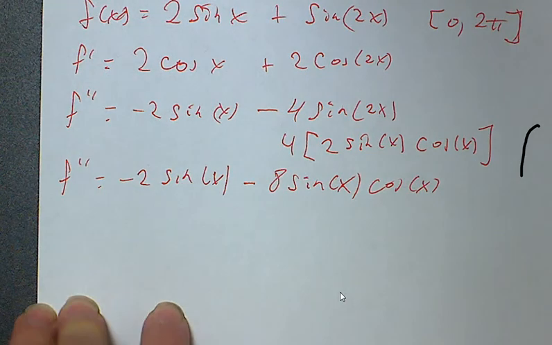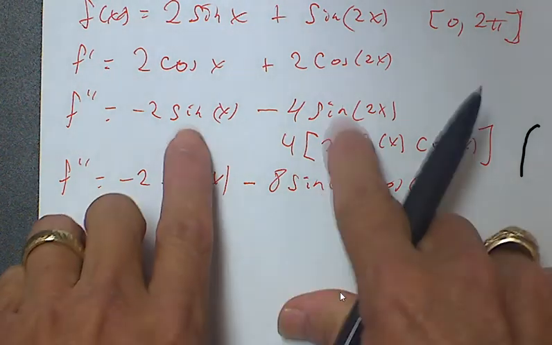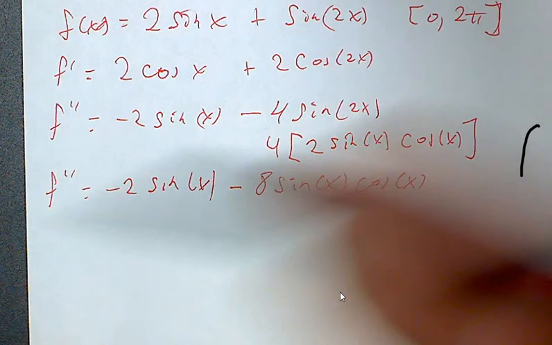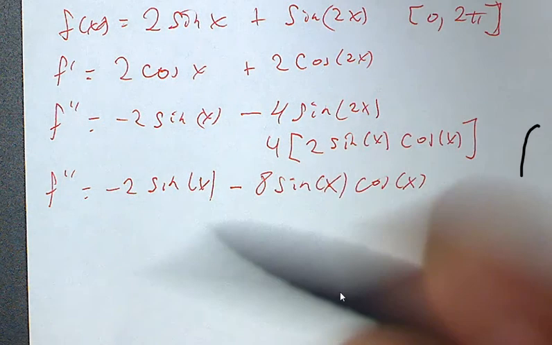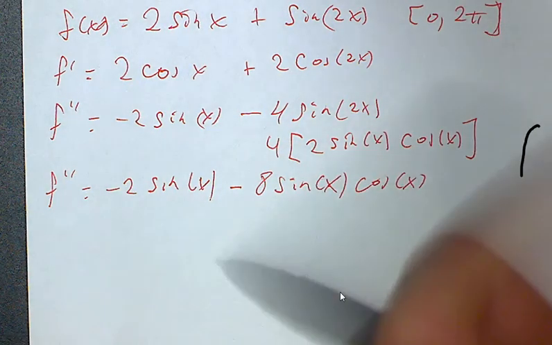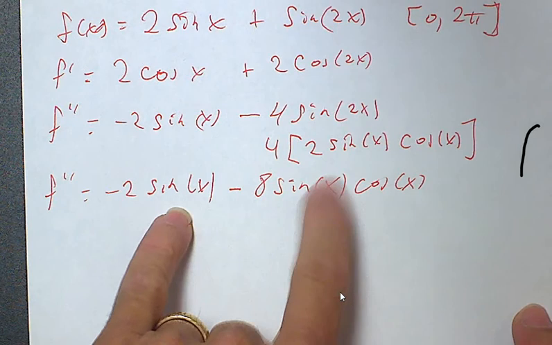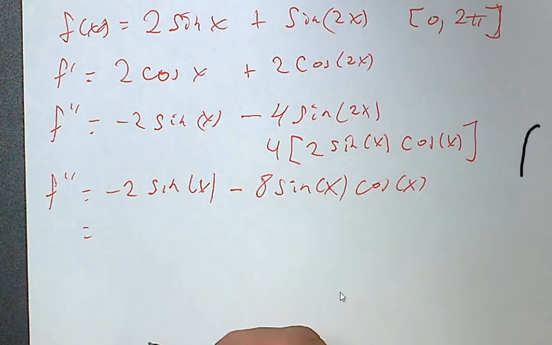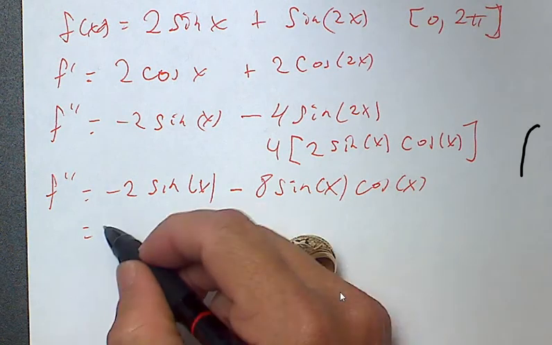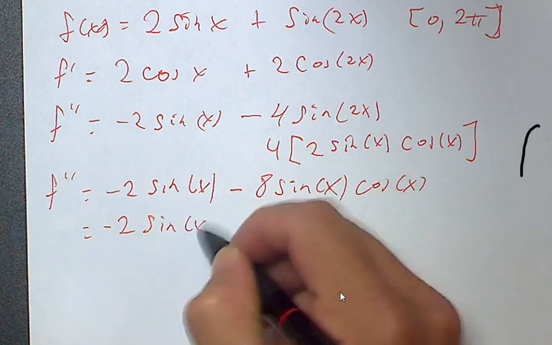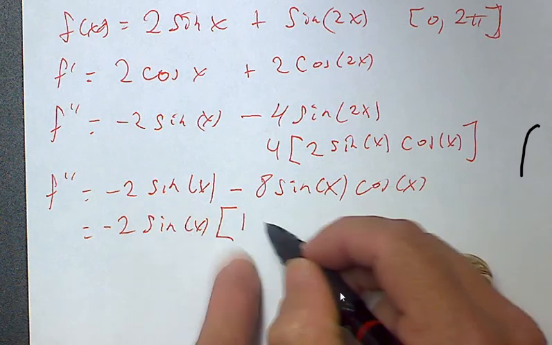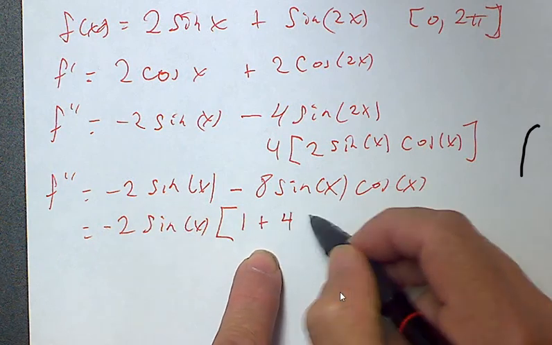Why do I have to do that? Because I can't set this equal to 0 and solve it. I have to have a set of binomial pairs that I can set equal to 0, so I factored. Out of here I can factor out a what? Sine of x. So I could take out a negative 2 sine of x, leaving behind 1 plus 4 cosine of x.